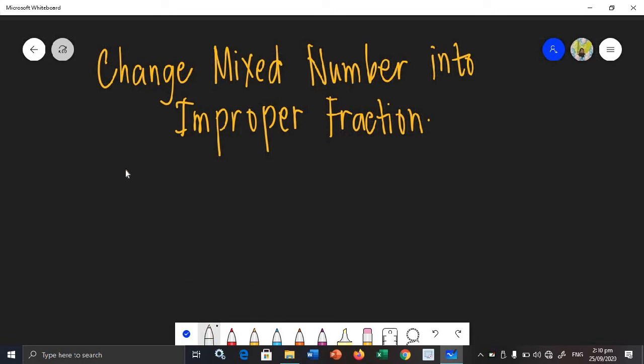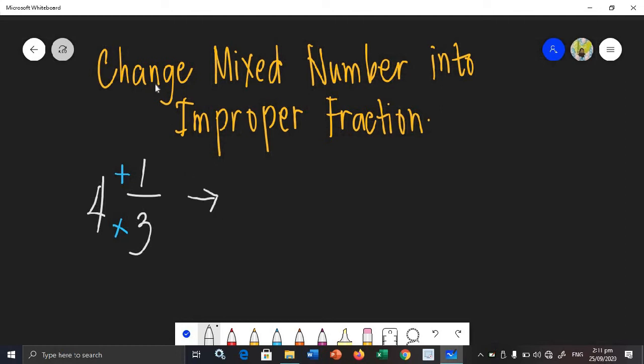So let's say for example, we have 4 and 1/3. So how can we change this into an improper fraction? So we will need two equations, no? Multiplication and addition. So, yun lang. So, nakita nyo na yung nilagay ko. So, we will be multiplying the denominator by the whole number here. And then, after natin makuha yung product, add natin yung numerator. That will be your new numerator.